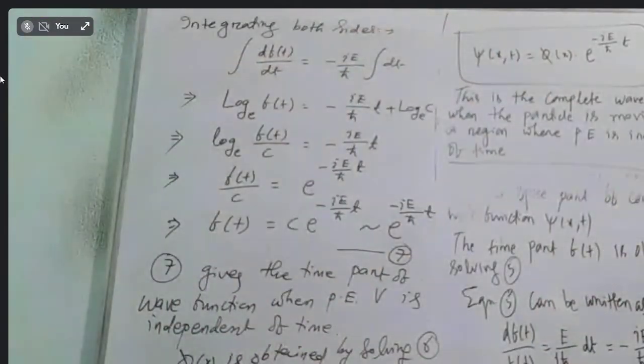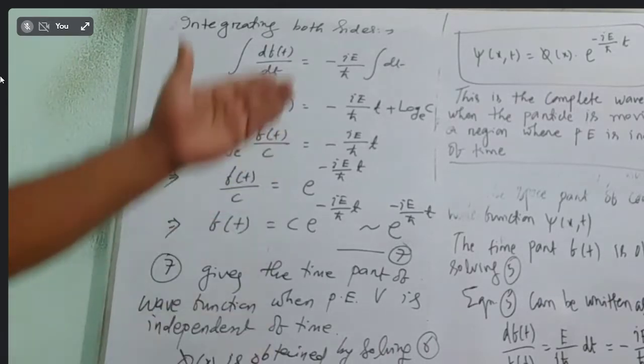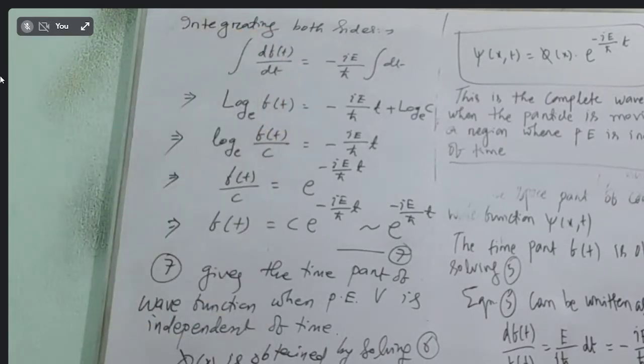So this is what you have to do to get the Schrodinger time independent differential equation. In fact, the time independent differential equation is minus h cross square by 2m d square phi by dx square plus V(x) into phi(x) is equal to E phi(x). And if you solve this, you get phi(x). You need not get f(t) because you have already obtained that.